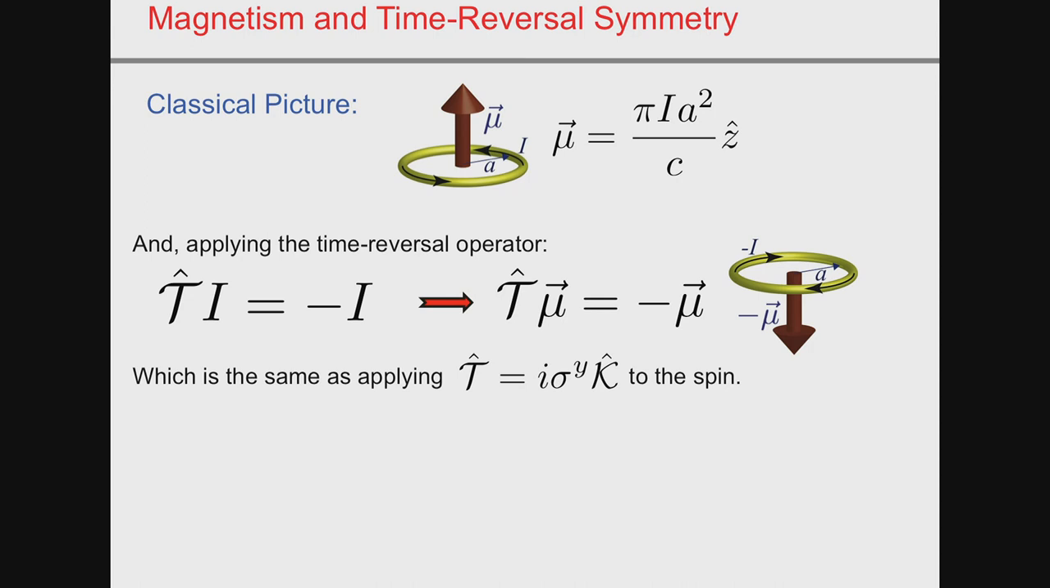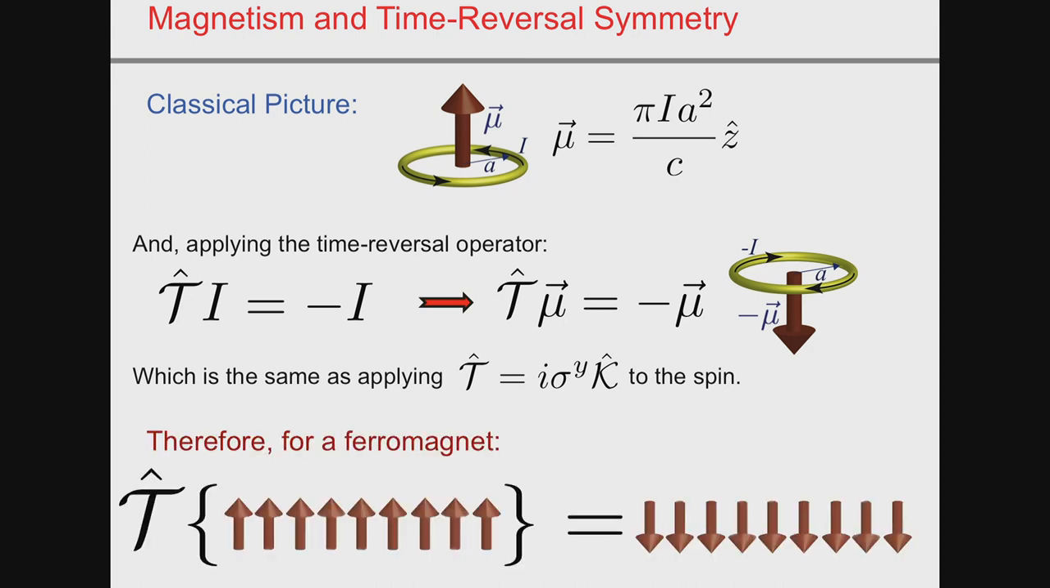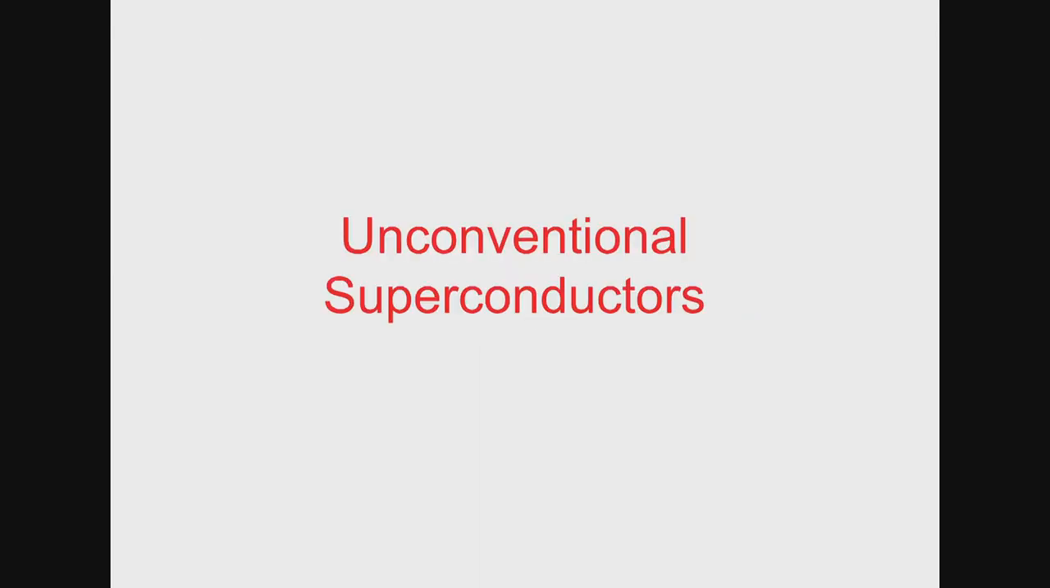Well, obviously, if you have a ferromagnet and you apply the time reversal operator, then you get a ferromagnet with the moment pointing in the opposite direction. Okay, so that's for the time reversal operator.